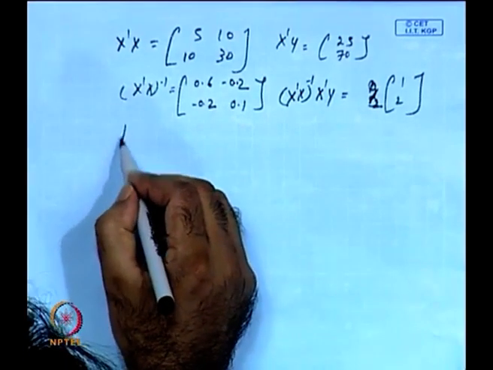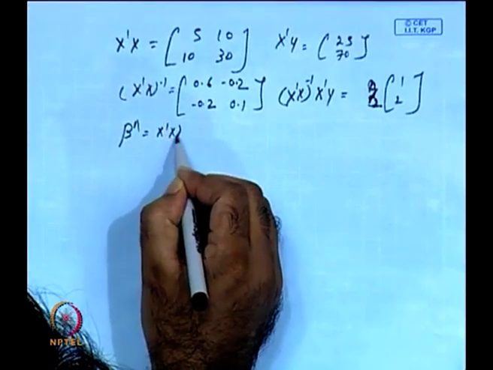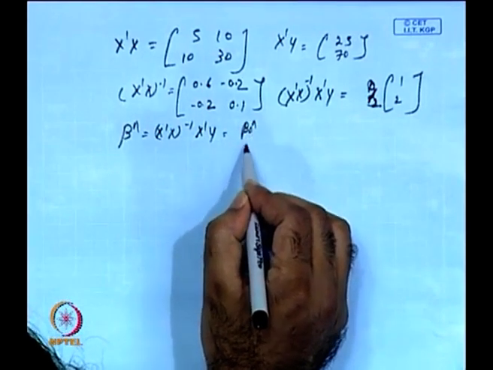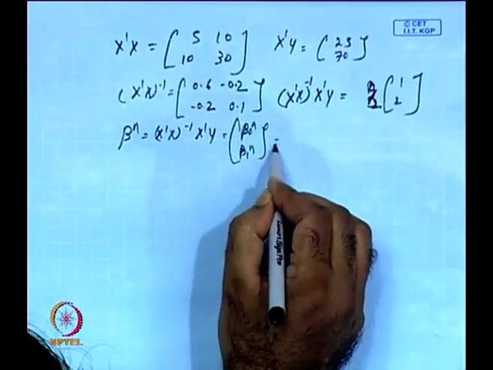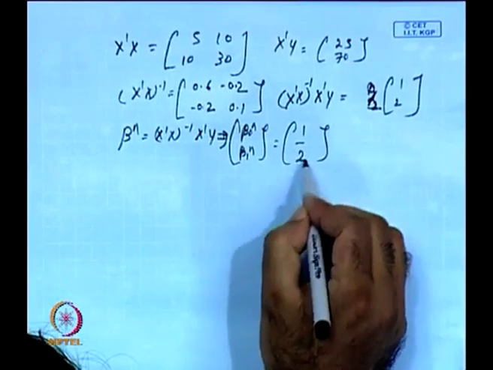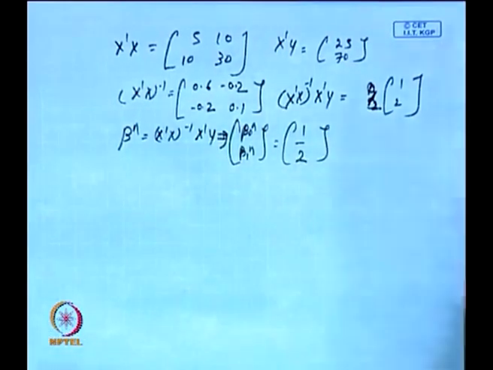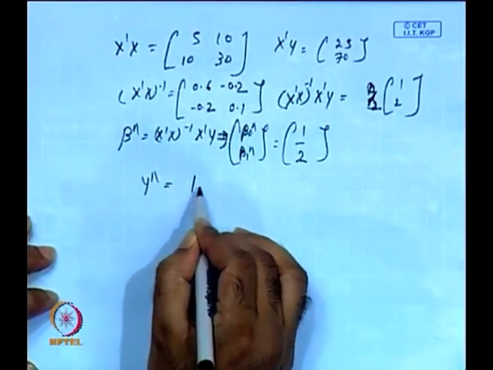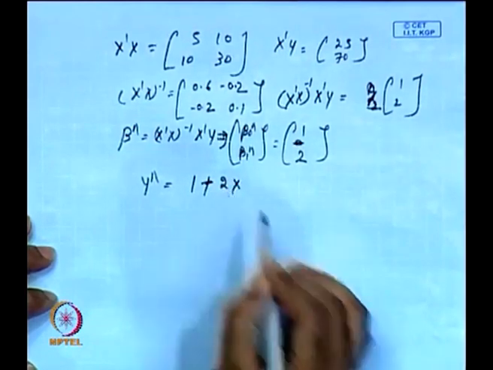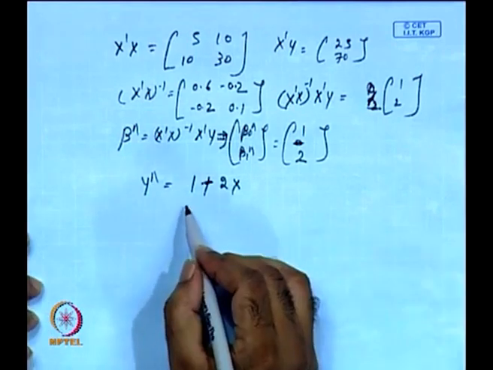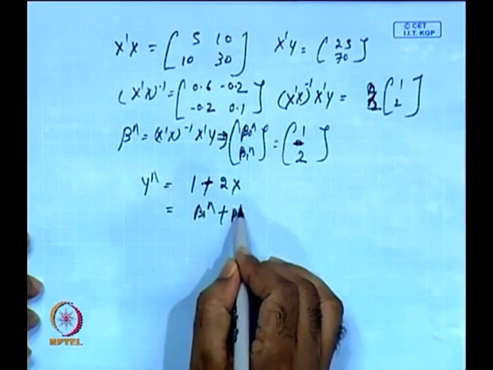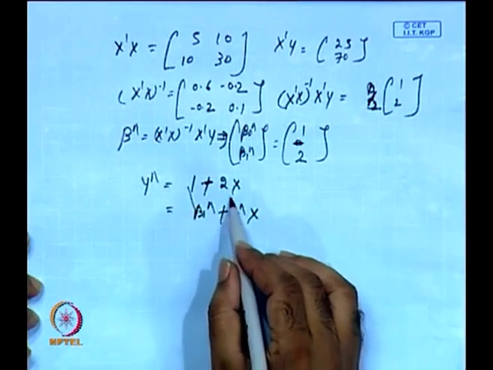So now what is our beta head? Beta head equals x transpose x inverse into x transpose y, which is nothing but beta 0 head and beta 1 head, which equals 1 and 2. So the estimated equation will be y head equals 1 plus 2x. That means it is beta 0 head plus beta 1 head x, where beta 0 head is 1 and beta 1 head equals 2.